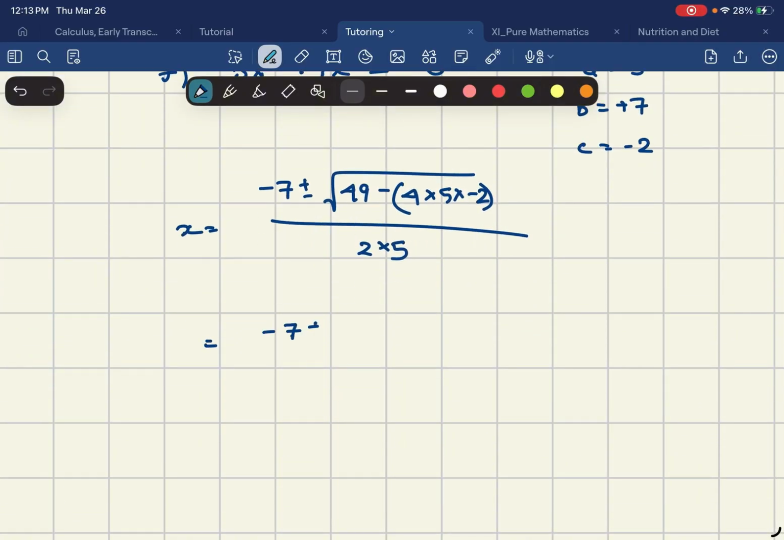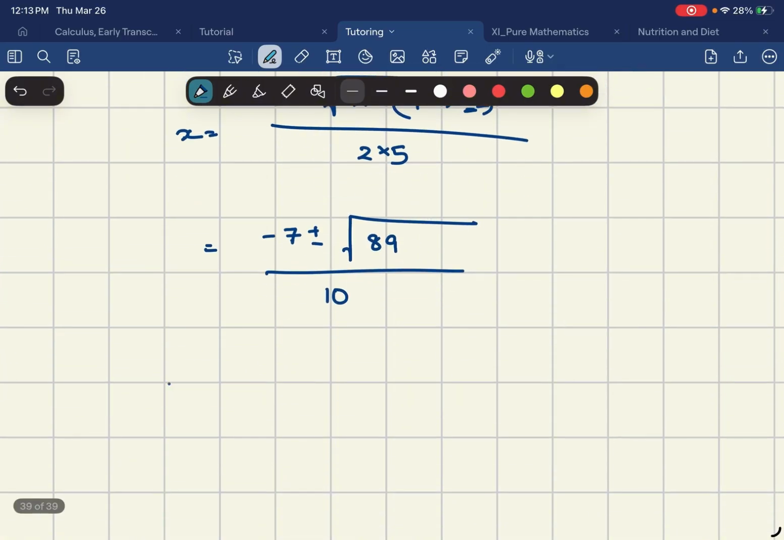So you have negative 7 plus or minus the square root of 49 minus 4 times 5 times negative 2. And when you evaluate, you get 89. So you have a negative here, you have a negative here, so you're going to add the two numbers together, divided by 10. Now you can put it in your calculator to get your two values. One of the solutions will be minus 7 plus the square root of 89, divided by 10, so that is 0.24. Or your other value of x will be minus 7 minus the square root of 89, divided by 10, so negative 1.64.